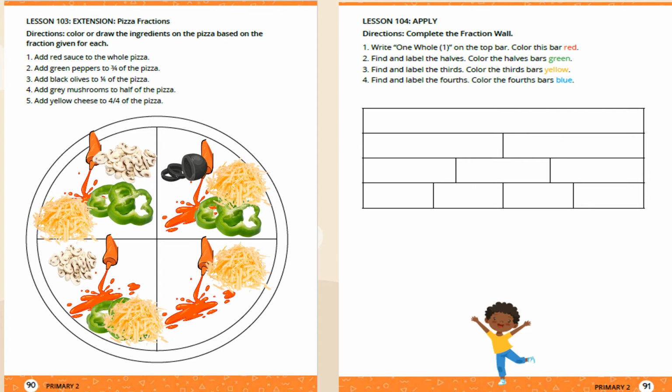Here, complete the fraction 1. Write 1 whole on the top bar. Color this bar red, like this. And number 2, color the half bars green. That I will write. How can I write half? 1 over 2, like this.